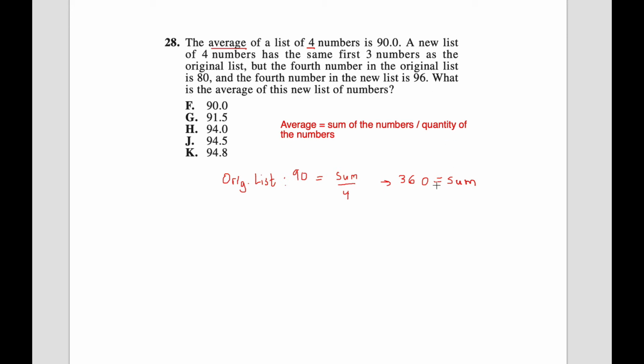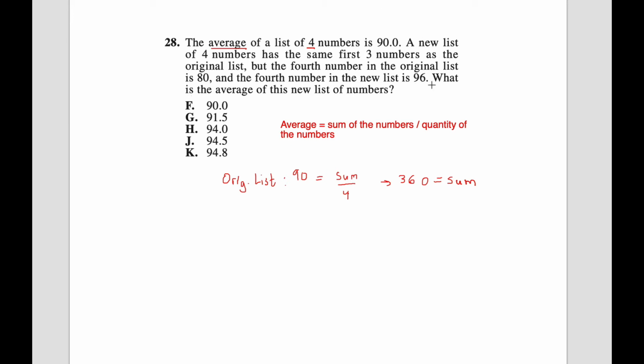All right, so now that we've got that information down, let's continue reading this and see what else we can figure out. A new list of four numbers has the same first three numbers as the original list, but the fourth number in the original list is 80, and the fourth number in the new list is 96. What is the average of this new list of numbers?